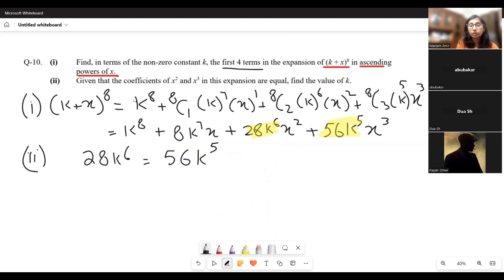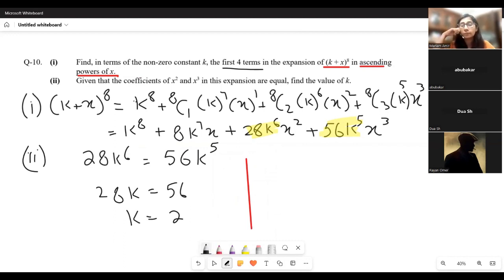I will not recommend that you do this. 28k is equal to 56, and k is equal to 56 over 28, which I believe is 2. I will not recommend this. Although you get the right answer in this case, if you make this your habit, in other chapters you might end up doing this and then losing marks for not showing all the values of k.